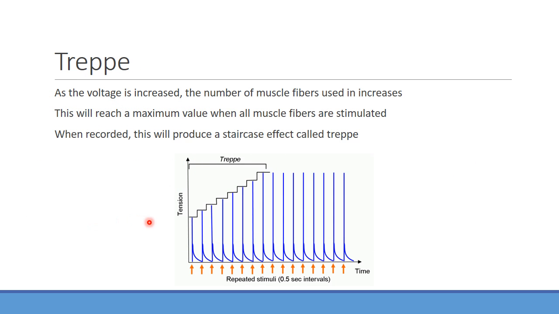Okay, and so you can see that stepwise effect. So you can call this treppe. I'm hoping I'm pronouncing that correctly, but basically as the voltage increases, the number of muscle fibers being used also increases. So you're incorporating more motor units, incorporating more fibers there. And when you hit that maximum value is when all the fibers are being stimulated simultaneously. And that's that plateau effect we mentioned there.